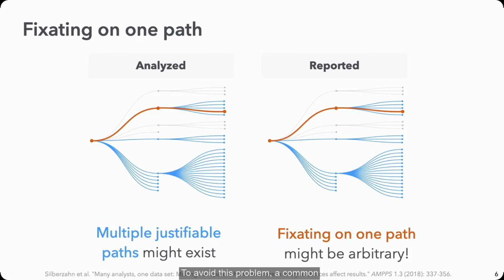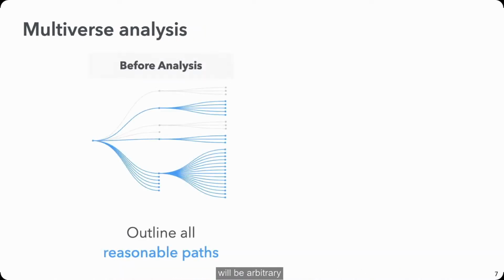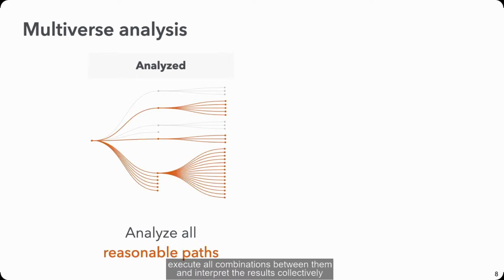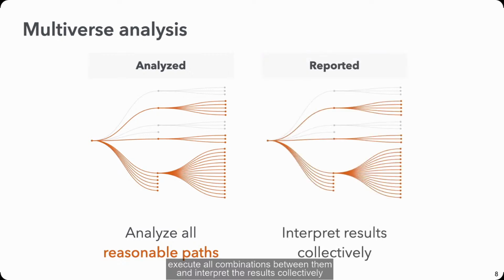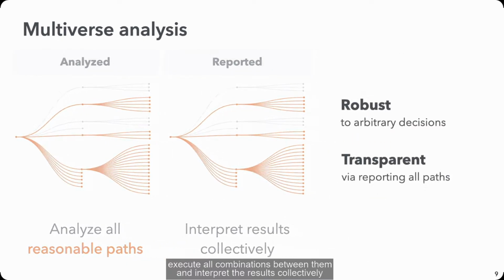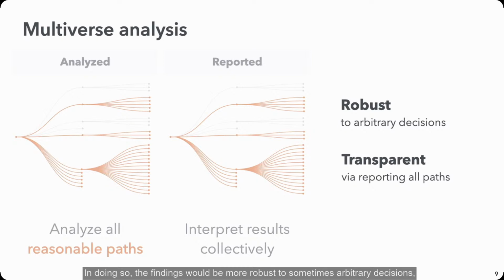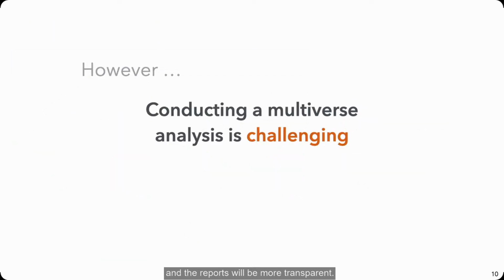To avoid this problem, a common recommendation is to only analyze and report one path. However, even without exploring multiple paths, many reasonable options might exist, and picking one path would be arbitrary. So prior work proposes multiverse analysis, where researchers outline all reasonable options before the analysis, execute all combinations between them, and interpret the results collectively. In doing so, the findings will be more robust to sometimes arbitrary decisions, and the report will be more transparent.